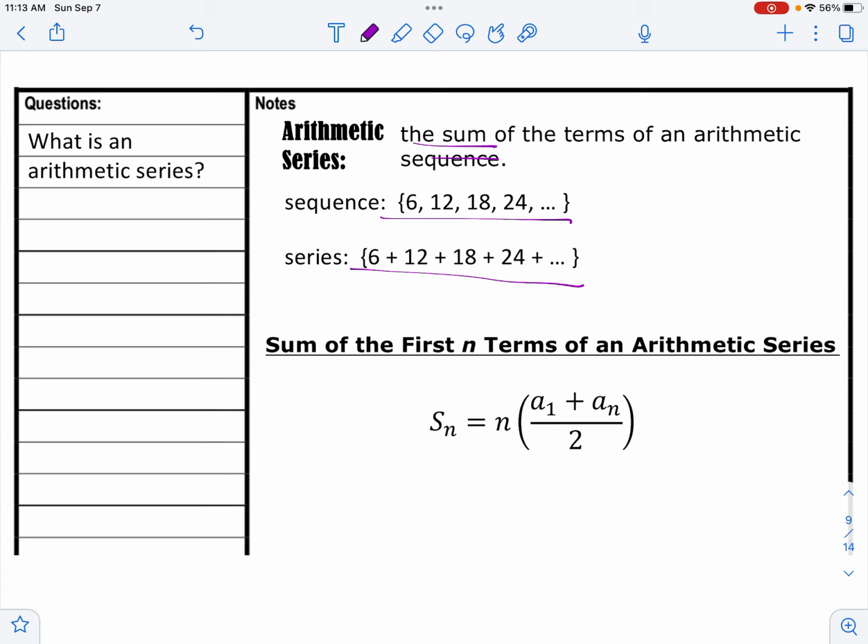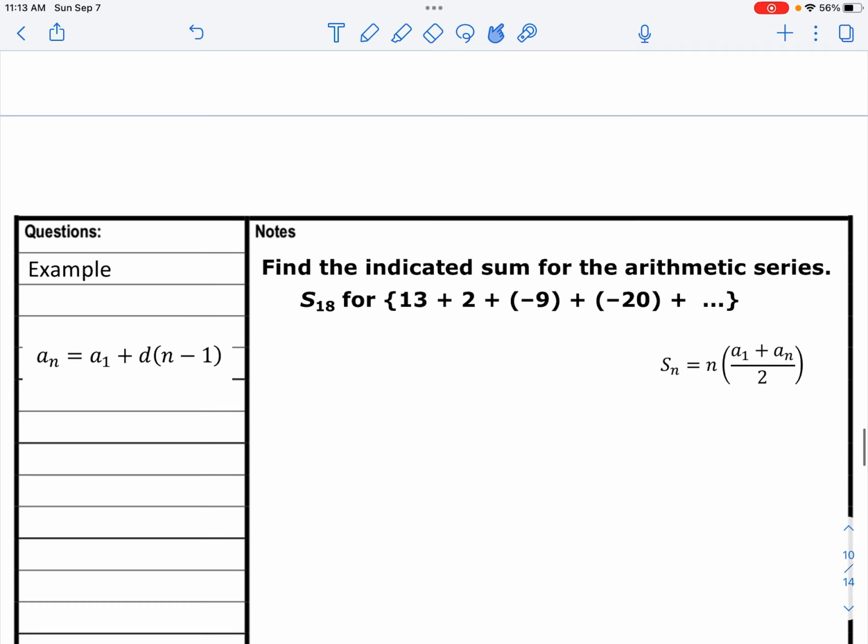Now if I want to know what is the sum of the first like 10 terms of a series, I don't need to write out all 10 and then add them together. I can just use this explicit formula here, and it makes it a little faster. So that's what we're going to do. We're going to try it out.